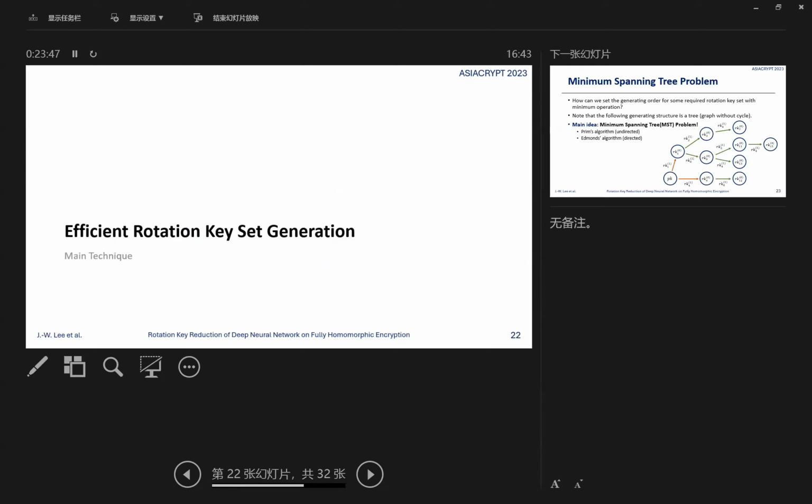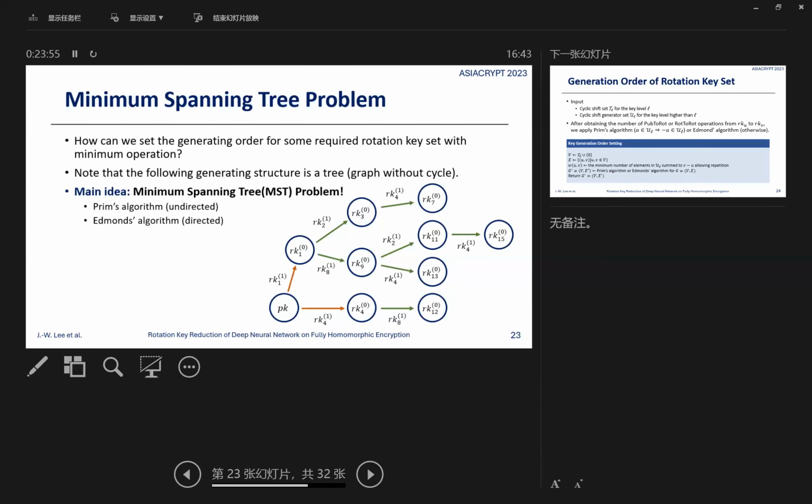Okay, let's deal with this very fast. So efficient rotation key generation is about the generating order of the key generation. Note that this is a tree structure. The main idea is the minimum spanning tree for the minimum number of operations. So the generating order is very important in this key generation.